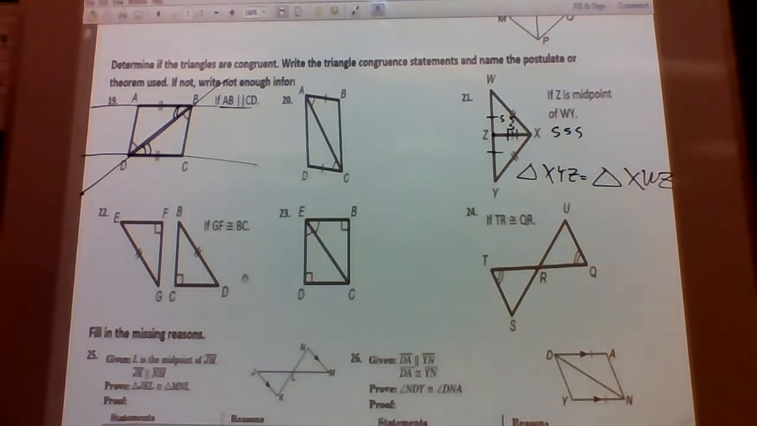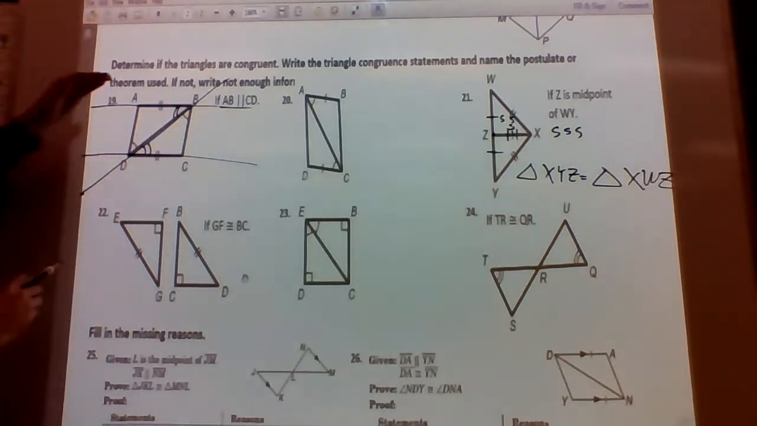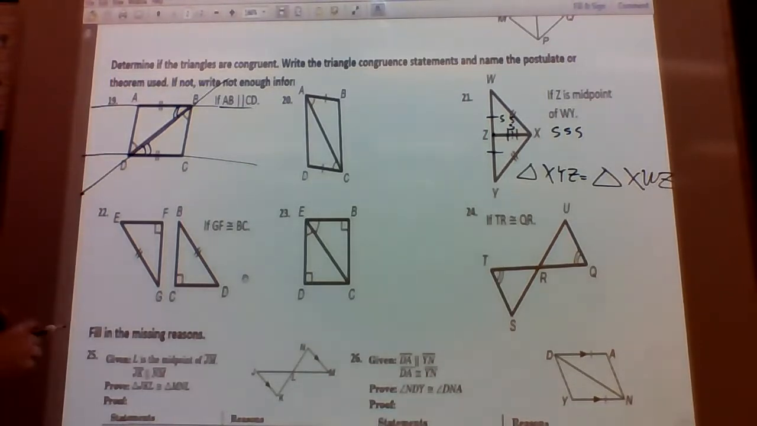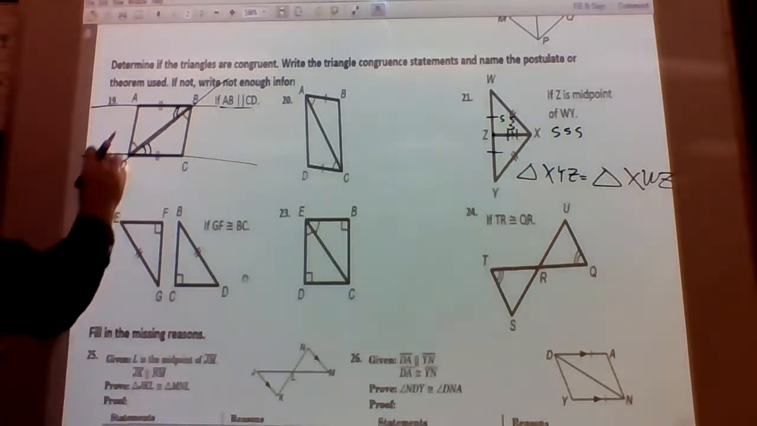So angle ABD is congruent to angle CDB. Let me erase this, but if you can see it, here's our alternate interior angles. Since the lines are parallel, we know those alternate interior angles are congruent. AB is parallel to CD, so alternate interior angles are congruent.